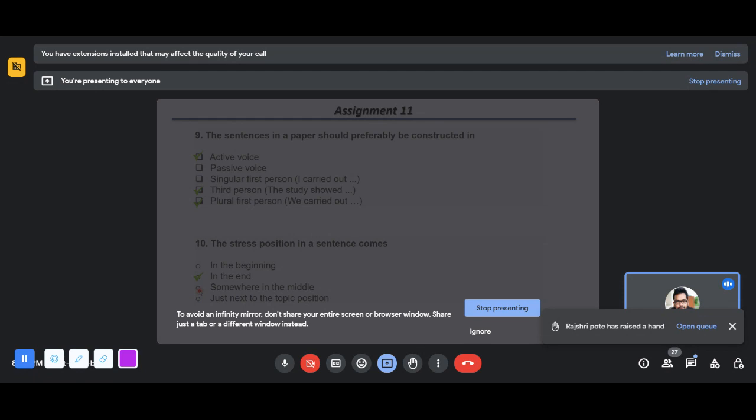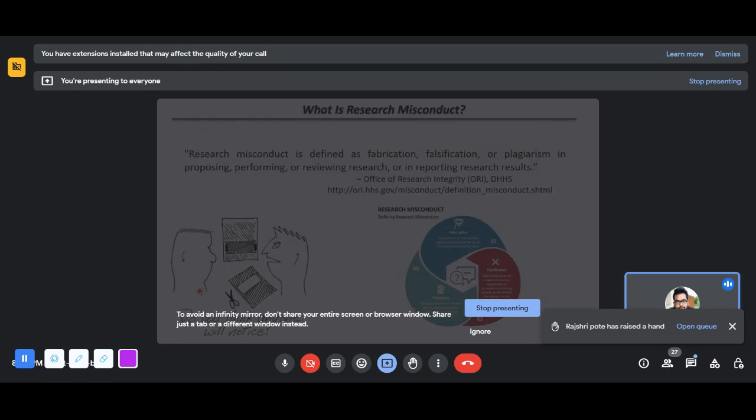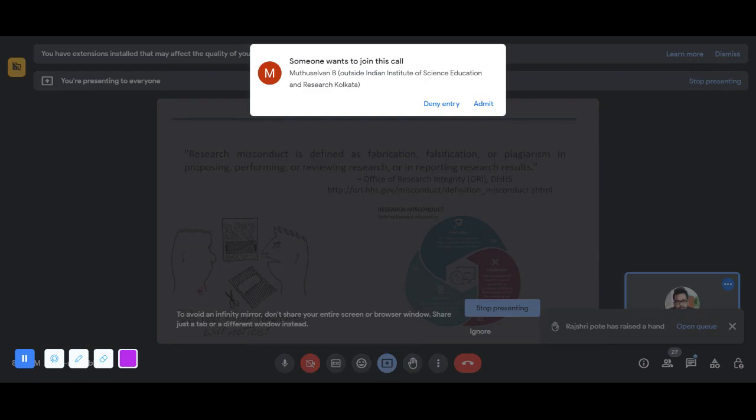Now I'll just quickly go through another topic, that is scientific misconduct. This is also a very important topic. So, what is scientific misconduct? Research misconduct is defined as fabrication, falsification, or plagiarism in proposing, performing, or reviewing research, or in reporting research results. So this is called scientific research misconduct.